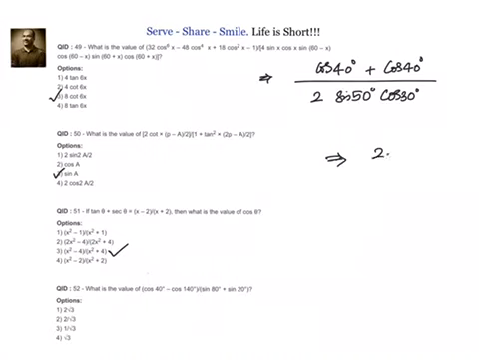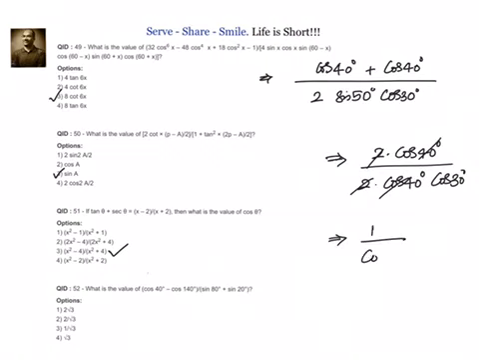2 into cos 40 degrees divided by 2 into sin 50, which is nothing but sin 90 minus theta. Can I write it as cos 40 again? And cos 30 degrees. 2 will cancel, cos 40 cancels. That is nothing but 1 by cos 30. We know cos 30 is root 3 by 2. So 1 by root 3 by 2 equal to 2 by root 3. So our solution is 2 by root 3. The second one, not the first one. 2 by root 3 is our solution.